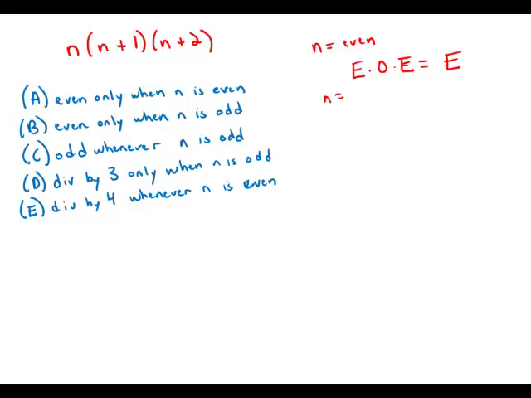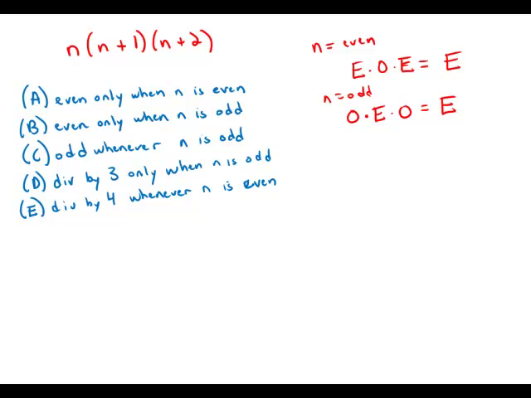If n is odd, what we're going to get is an odd number times an even number times an odd number. As long as there's one even number in there, it doesn't matter how many odd numbers we multiply together. We only need to multiply in one more even number to make the entire product even. So in other words, regardless of whether n is even or odd, this product is always going to be even.